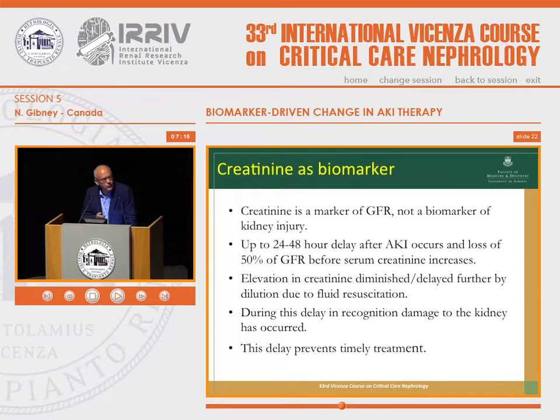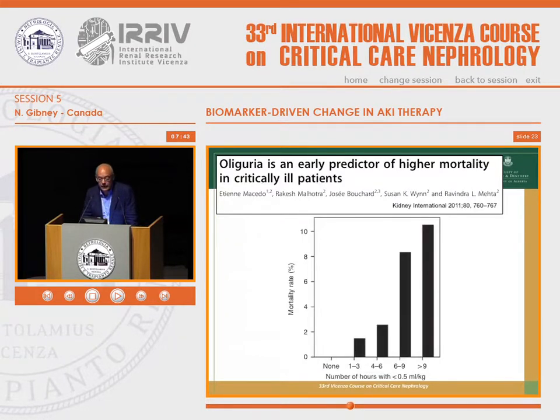And the challenge is, particularly in those patients that have received significant fluid or crystalloid resuscitation, up to 5 liters, perhaps maybe more, the dilution effect, as Ronaldo pointed out, shows that there's very significant delay before the serum creatinine rise is evident, is apparent. And during this delay, damage has occurred. We're not aware of it if we're using creatinine as our only index.